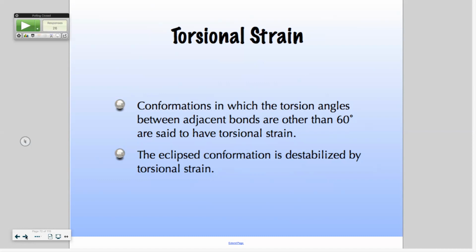Because all the hydrogens are as far apart from each other as possible. Remember that. Things are arranging themselves to be as far apart from each other as possible, so they got room to grow. So conformations in which the torsion angles between the adjacent bonds are other than 60 degrees are said to have torsional strain.